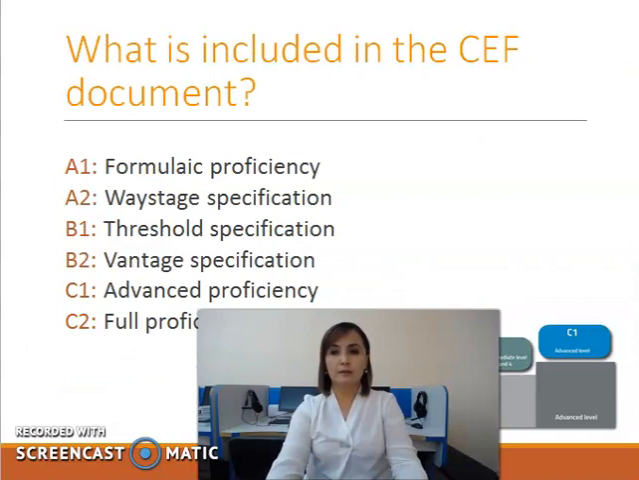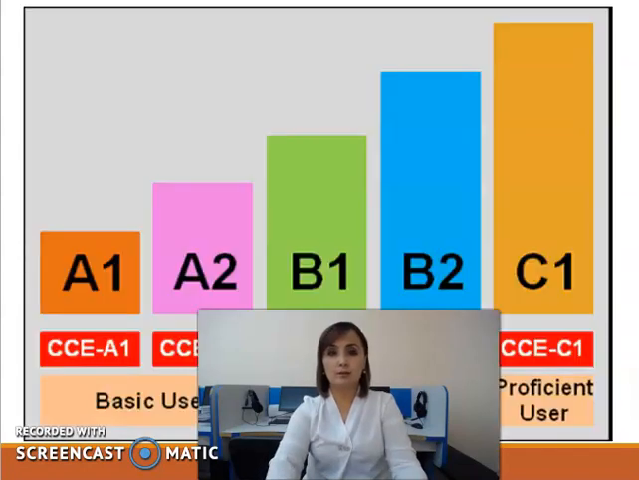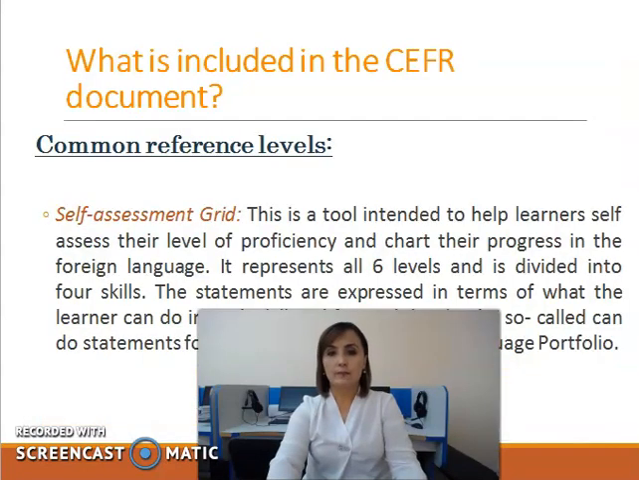So what is included in the CEFR document? A1, formulaic proficiency. A2, waystage specification. B1, threshold specification, and B2, vantage specification. And C1, advanced proficiency, and C2 is full proficiency. So A1 and A2, they are included in basic users, B1 and B2 independent users, and C1 is included in proficient user of language.